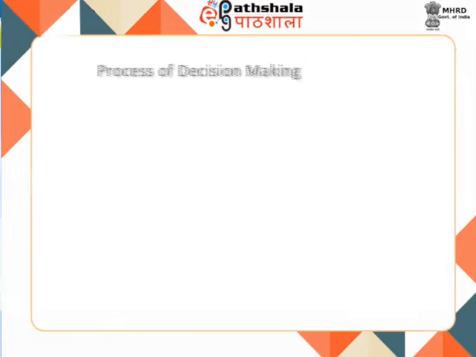People tend to attribute their own success to internal factors, including abilities and talents, but explain their failures in terms of external factors such as bad luck. Let us now discuss the steps in the process of decision making.